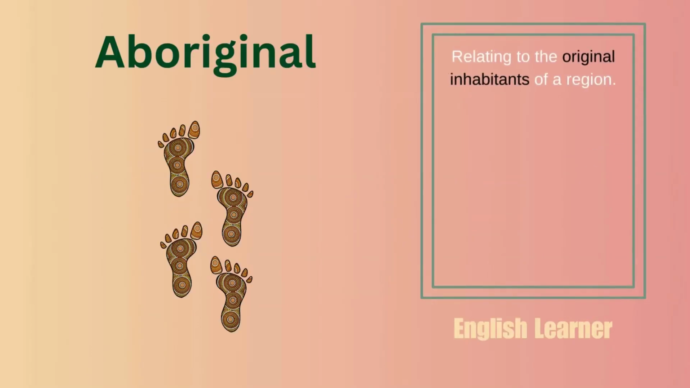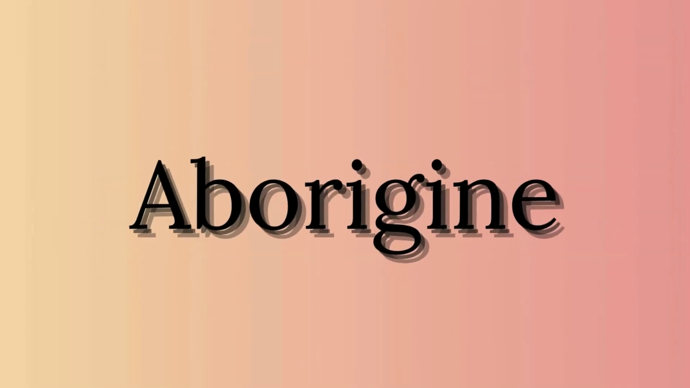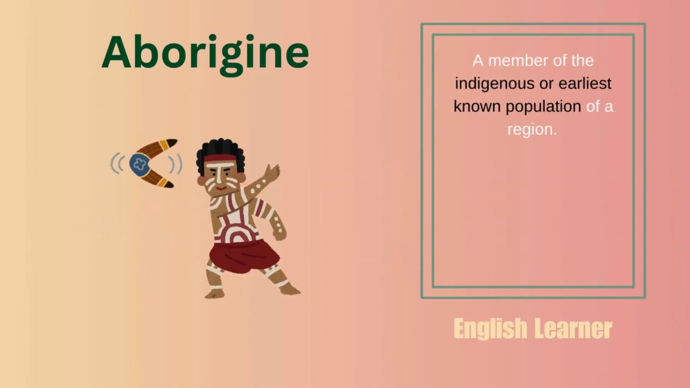Aboriginal. Relating to the original inhabitants of a region. Example. The Aboriginal tribes have lived in the region for thousands of years. Aborigine. A member of the indigenous or earliest known population of a region. Example. The Aborigines of Australia have a rich cultural heritage.